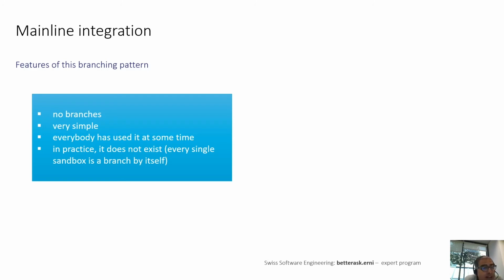Even though in practice it does not exist, because the sandbox of every developer is actually a branch, because you have changes here and changes here. So you're actually having two branches or three, one per developer. But the point is that in the repository, you only have one line of development. It's the main line. And all the branching patterns and strategies have this as a pattern because everybody has a main line. So this one is used everywhere.